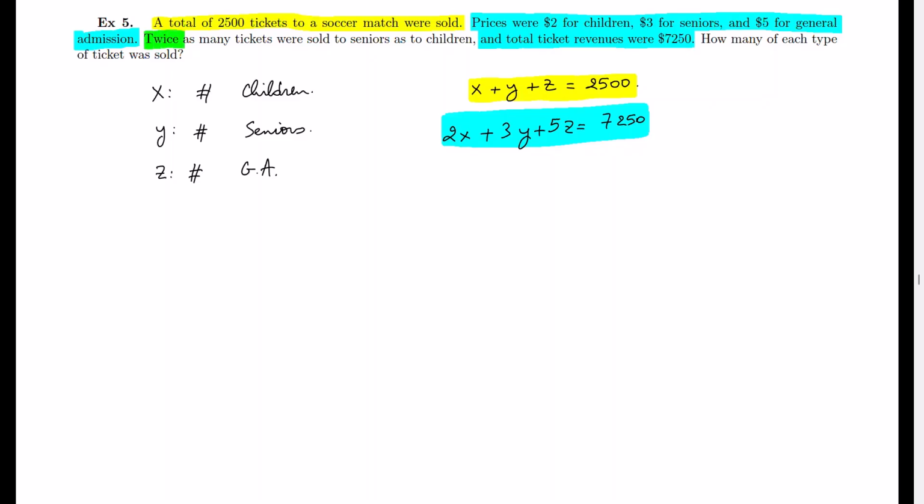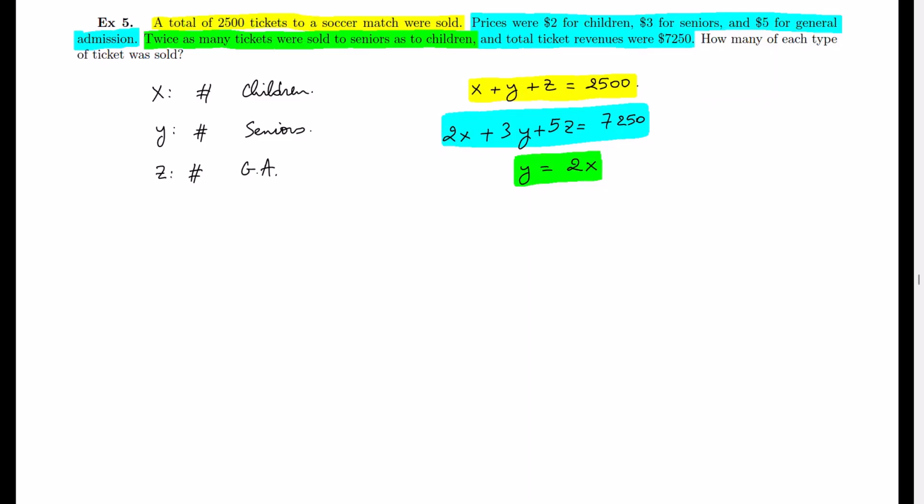Finally, we are told that twice as many tickets were sold to seniors as to children. So that's going to give us our third equation. And because we're told that twice as many tickets were sold to seniors as to children, we know that the senior amount, which is what we're calling Y, is twice the children amount of tickets that were sold. So Y is equal to 2X. That is the translation of the third sentence or the third equation.